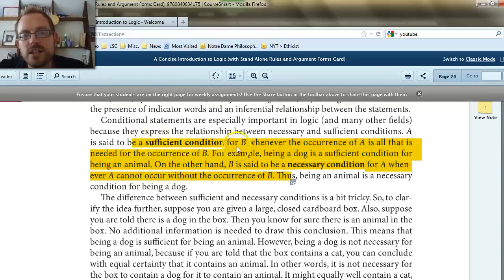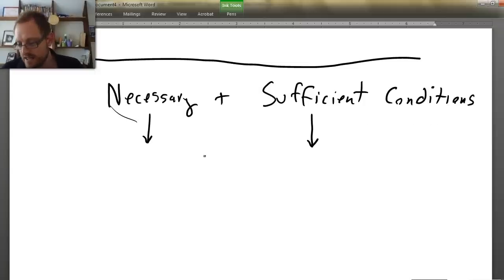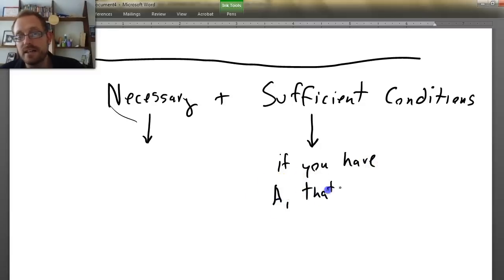Conditional statements are especially important in logic because they express the relationship between necessary and sufficient conditions. A is said to be a sufficient condition for B whenever the occurrence of A is all that is needed for the occurrence of B. Okay? So a sufficient condition means that if you have A, that's all you need.